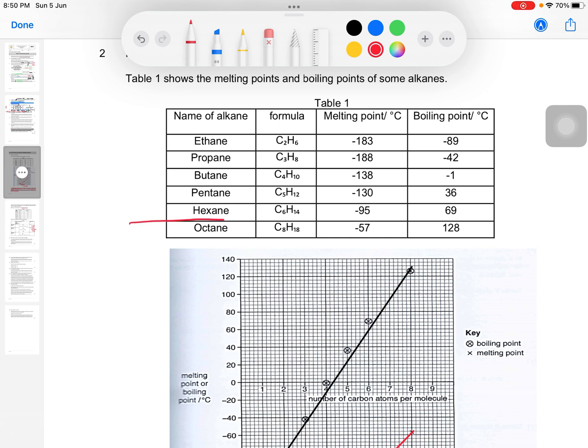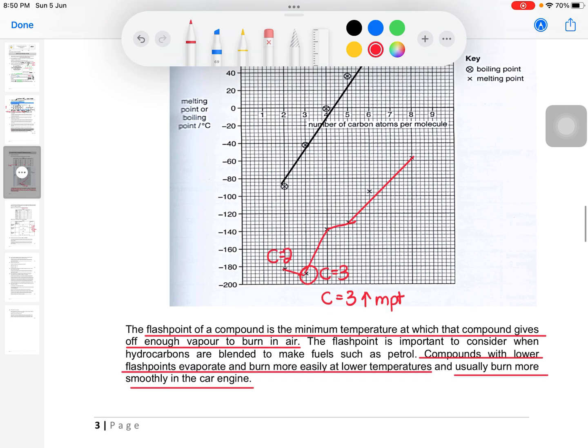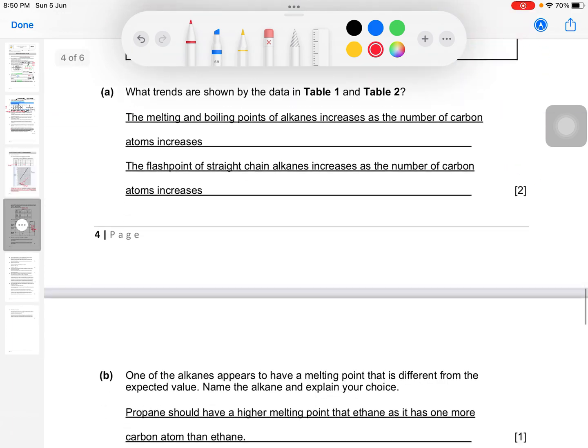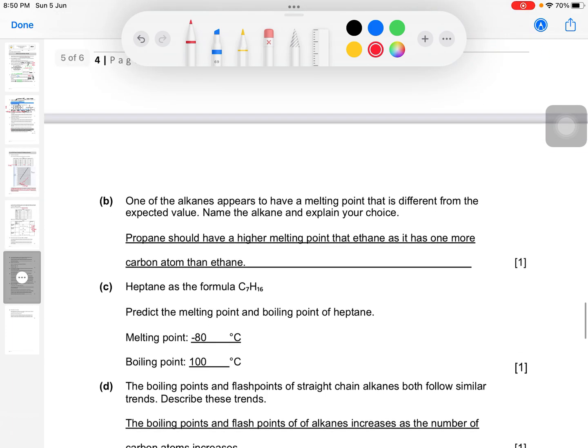Here, which means if there is a heptane, it will be C7H16. So long as your melting point is between minus 95 and minus 37, and your boiling point is between 69 and 128, your answer is acceptable. What I gave as the answer here is actually minus 80 and 100.